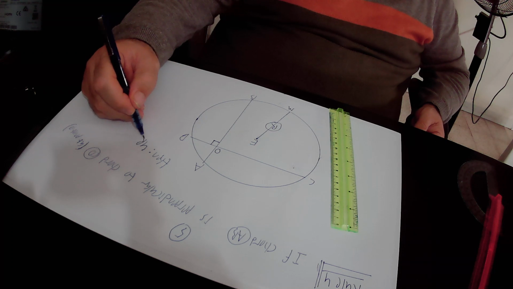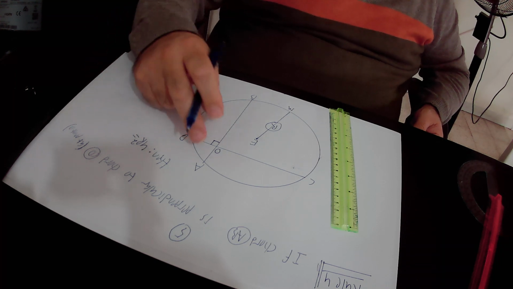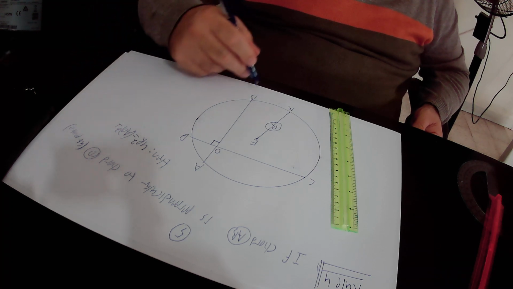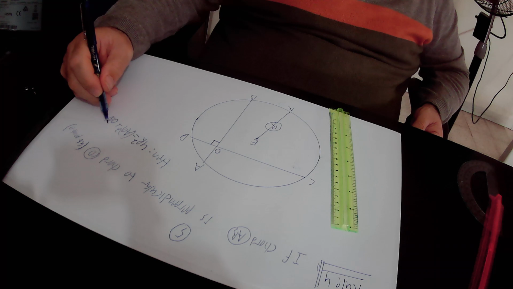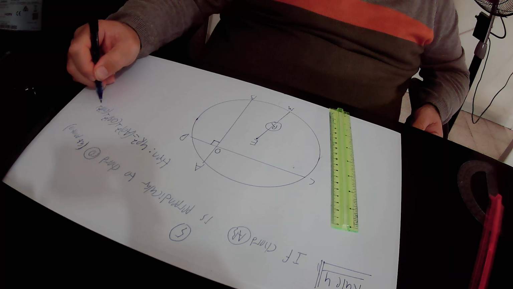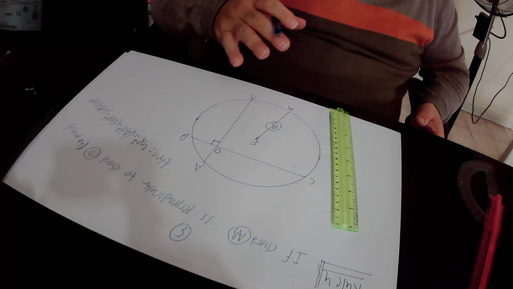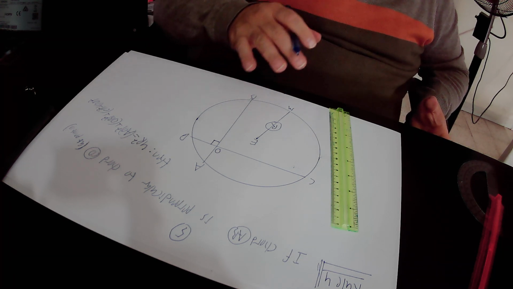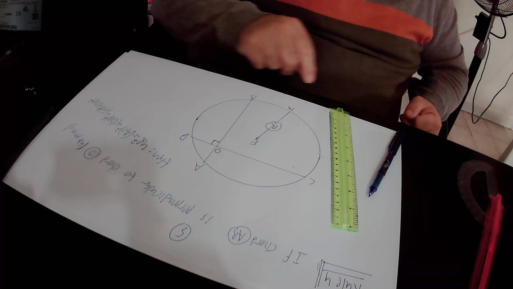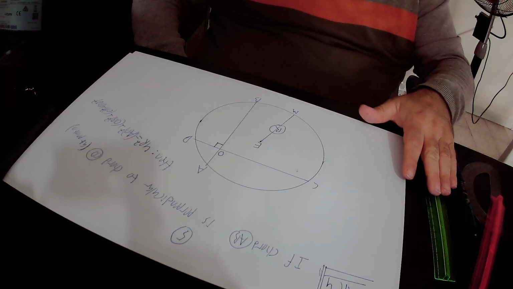4 times capital R square, again capital R is the radius of this circle, will be equal to AO square plus OB square plus CO square plus OD square. So if two chords are perpendicular to each other, then according to this rule number 4, we get that 4R square, R is the radius of this circle, will be equal to AO square plus OB square plus CO square plus OD square. Okay?